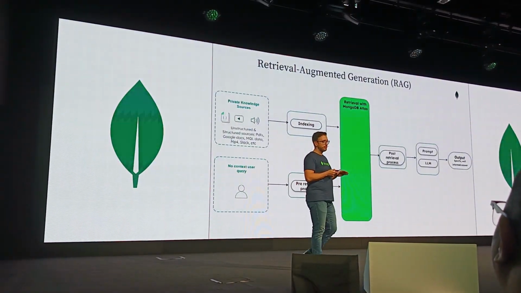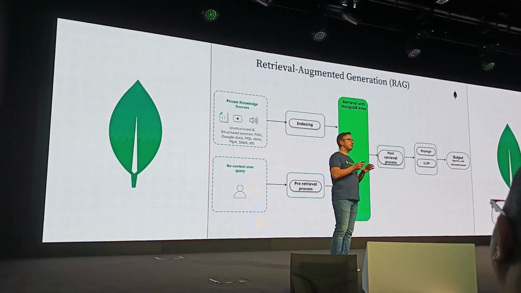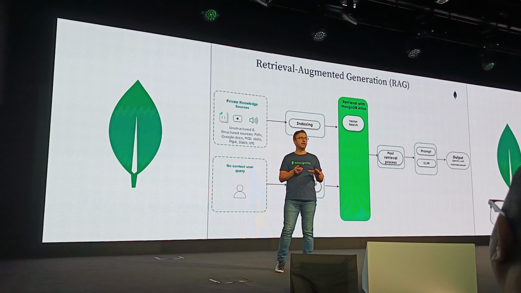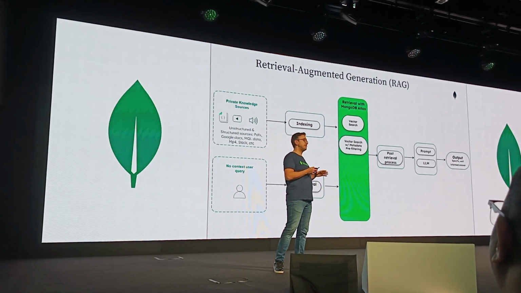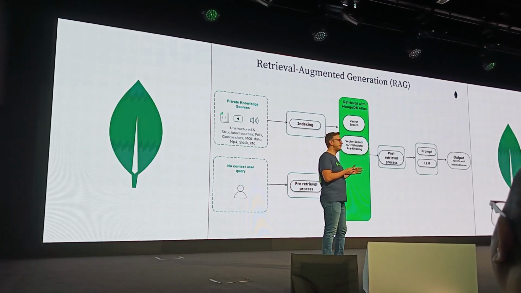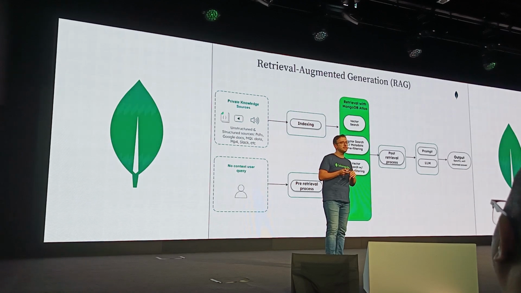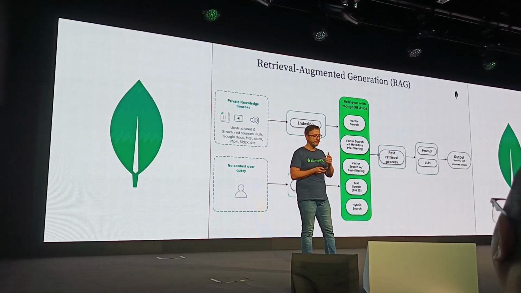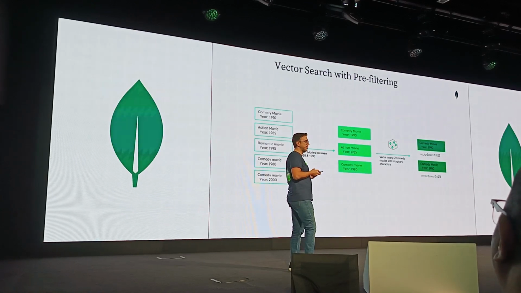So you can position MongoDB Atlas in the core part of the RAG architecture, in the retrieval area, with the capabilities of hybrid search, with the capabilities of vector search, pre-filtering and post-filtering capabilities of the vector search, full text search, and also hybrid search. So let's have a look at the pre-filtering.